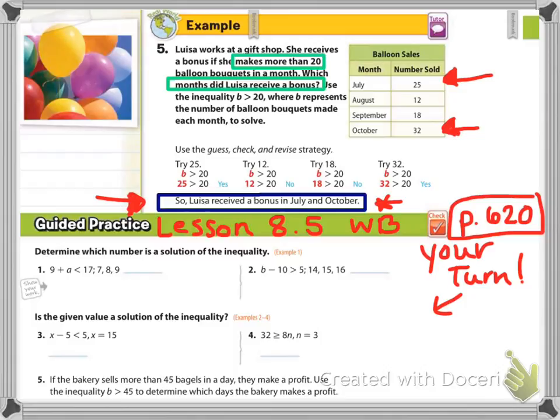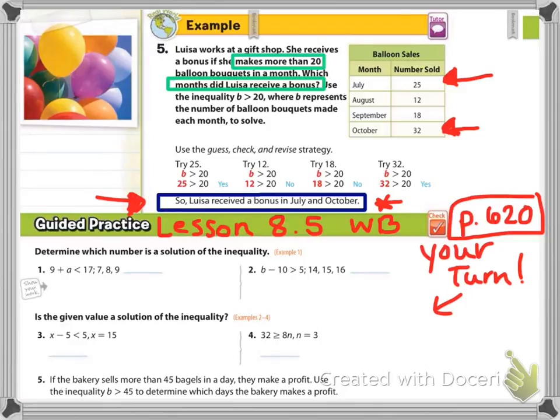If you look over there at the chart, you see 25 and 32 are both numbers greater than 20. You can always plug them in and prove whether they work, and they've shown their work there. So Louisa received a bonus in July and October.